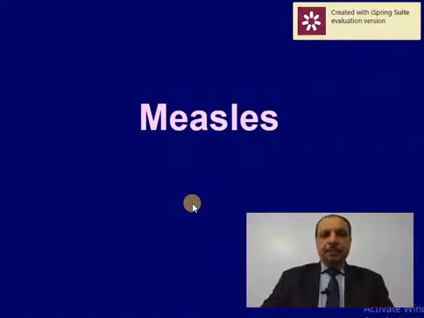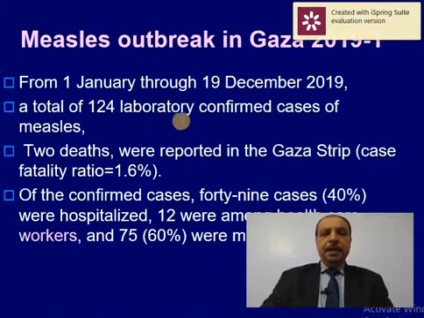Now we will start by measles. To start by measles, really for a long time we didn't see measles cases in Gaza, but there was an outbreak. This outbreak was last year in year 2019, and this information I got from the WHO. This is from the 1st January through 19th of December 2019, a total of 124 laboratory confirmed cases of measles. So this is the laboratory confirmed cases, and you heard about these cases, of course.